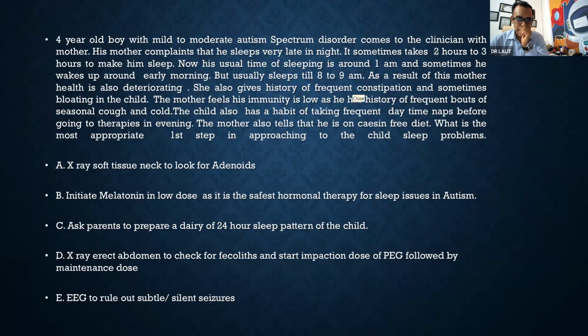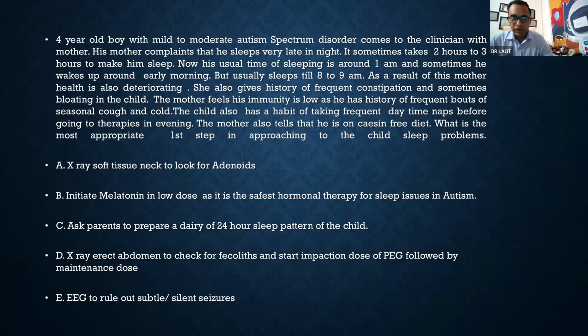Okay. So again, I'm getting all the options A, B, C, D. So here the right option is C. Ask the parents to prepare a diary of 24-hour sleep pattern of the child. The reason is that sleeping issues are a very major concern in children with autism spectrum disorder.